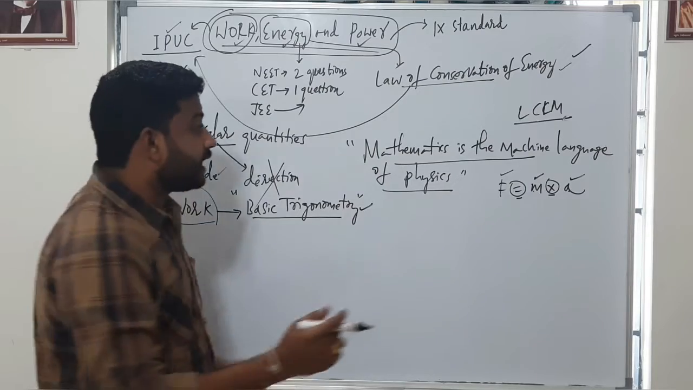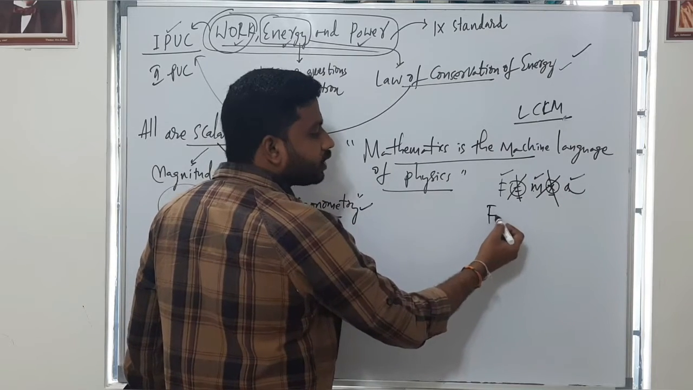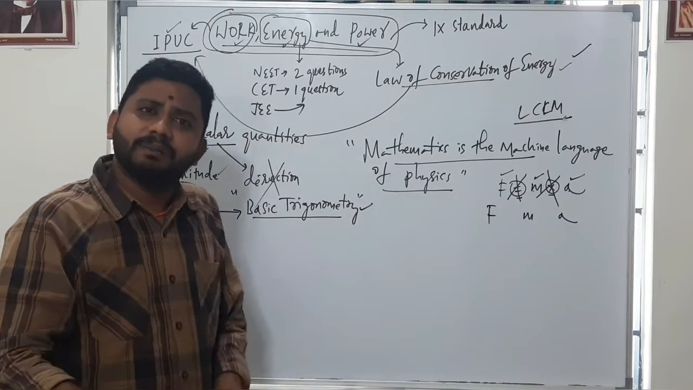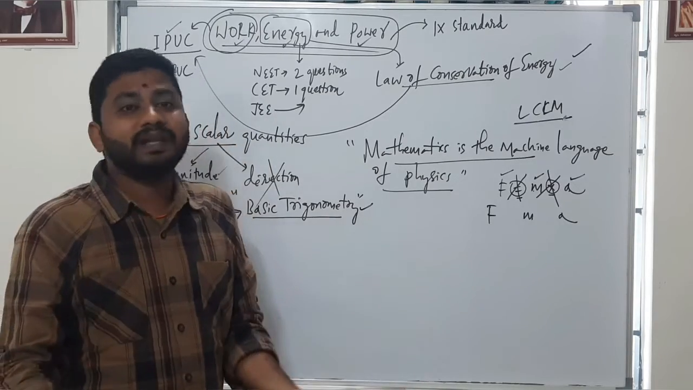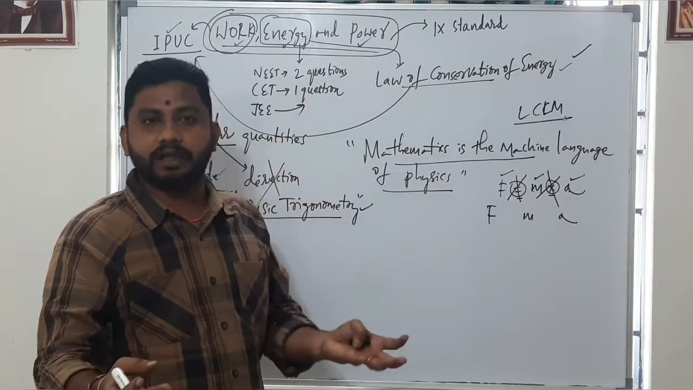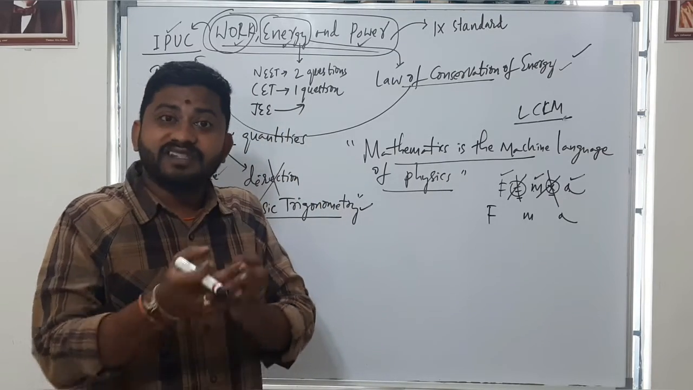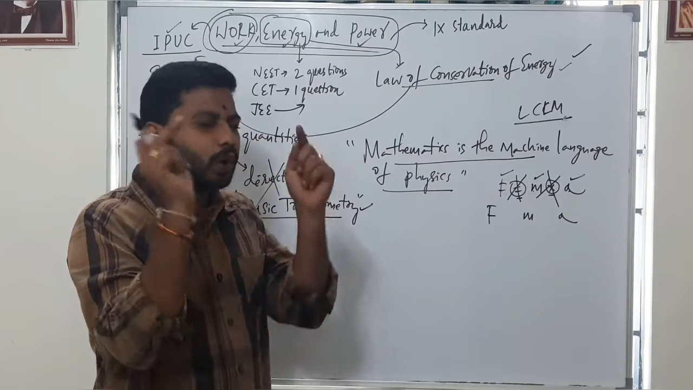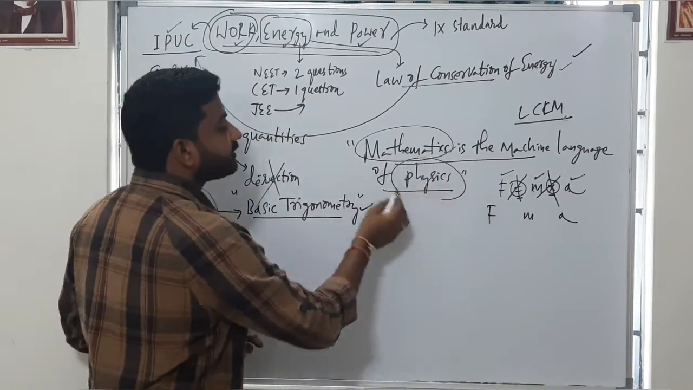Is it all right? For example, if I remove these mathematical symbols, what happens? There are only physical quantities left, which is F, M, A, right? Is there any meaning for this combination of F, M, A? There's no meaning. So when we remove the mathematics from the physical formula, there won't be any meaning. That's the reason mathematics is the machine language of physics. Physical quantities and the equations can be explained in an effective way only by using mathematics. So that's the relation between mathematics and physics.